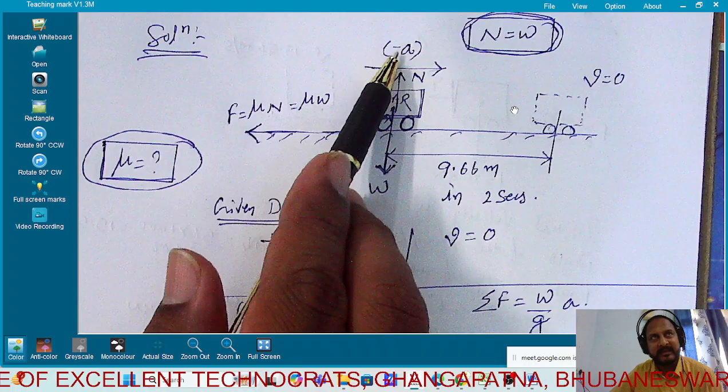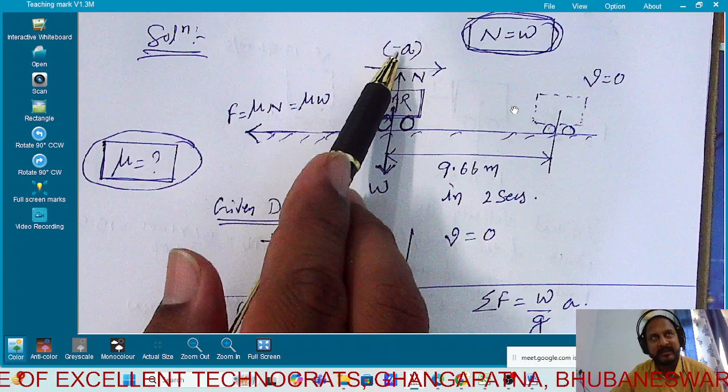So in this equation, W and W get cancelled because W is not given to you. Finally, you have to find out mu. Mu is equal to a by g. But let us find out the acceleration by this particular data which is given to you. Which equation are you going to use?